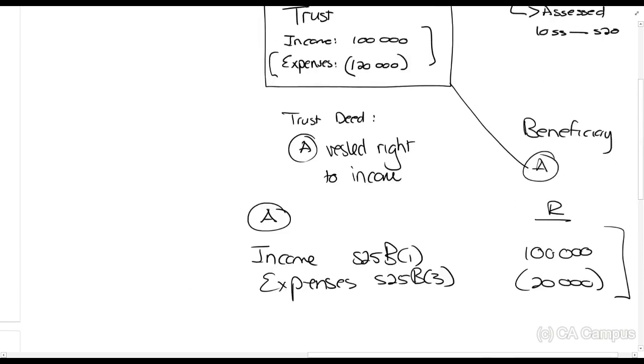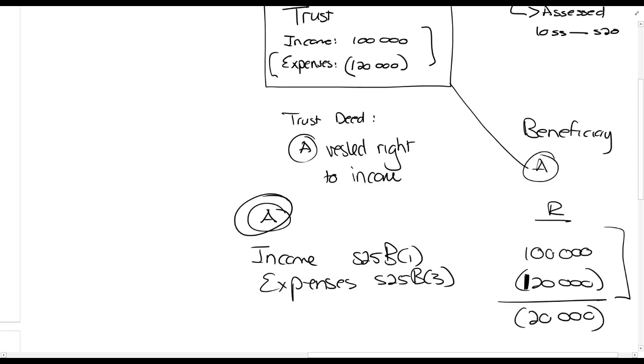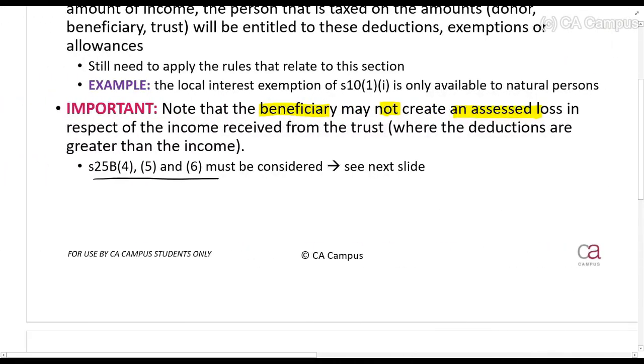So understand what they're trying to say here. If this is now Mr. A, Mr. X, whatever the beneficiary is in this case, he can't make this 120,000 rands and create a loss. They tell us you can't do that. So although you have expenses of 120,000 rands, you will have to limit it to 100,000 rands. Okay, now see what they then say.